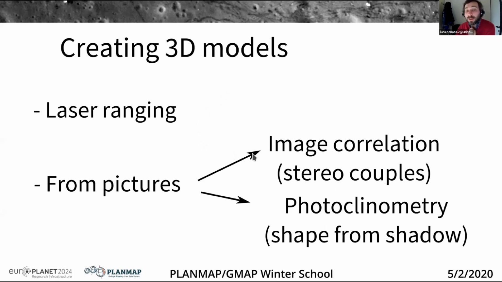So the idea here is that either you gather two or more pictures of the same object as seen from different points of view, what are called stereo couples of pictures. Or there is an interesting technique which is photoclinometry, also known as shape from shadow.